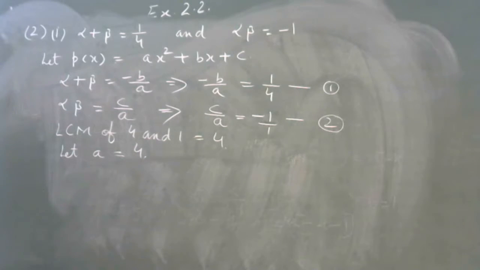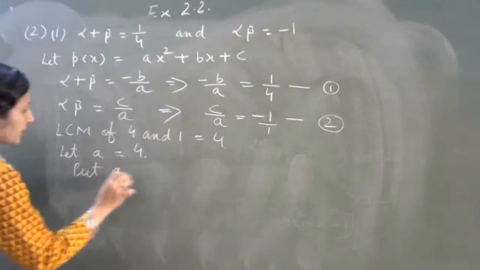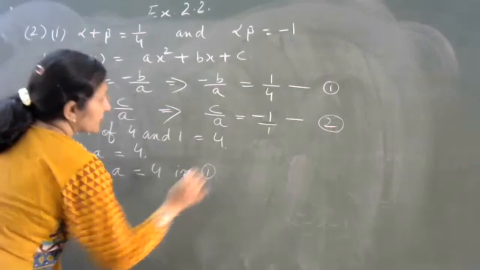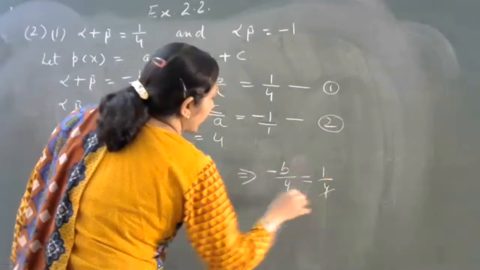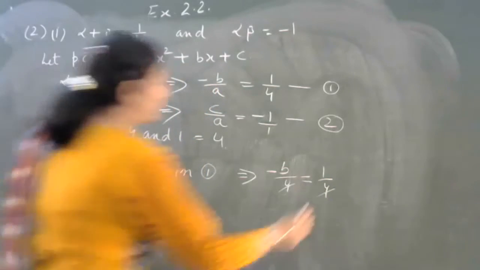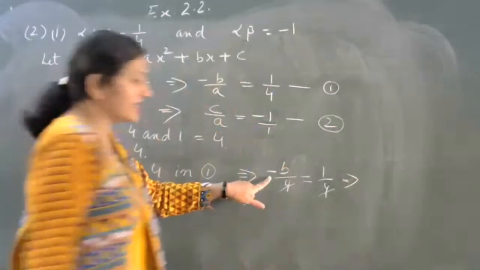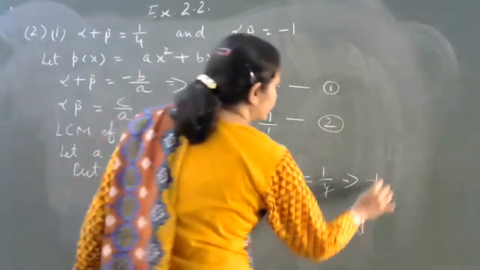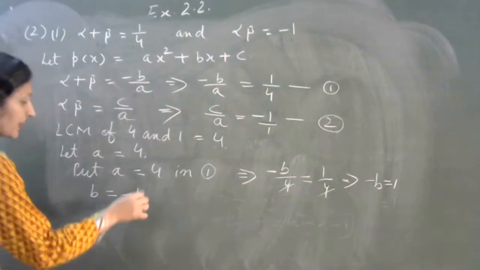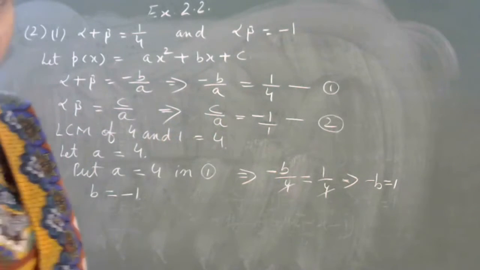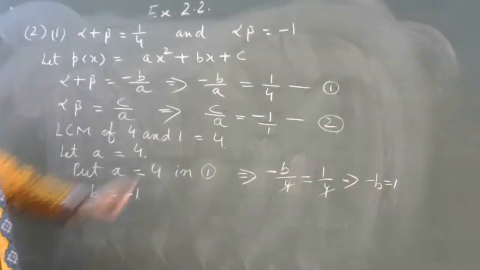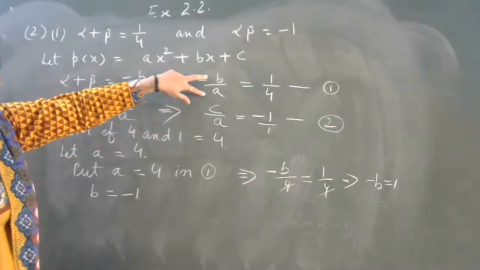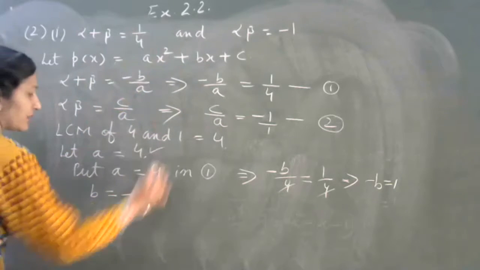Now put this value in equation 1. Put a is equal to 4 in equation 1 implies minus b over 4 is equal to 1 by 4. ये कट हो जाएंगे. You are left with minus b equal to 1, and value of b will be -1. दोनों तरफ हमने -1 से मल्टीप्लाई कर दिया. Now इस इक्वेशन से हमें दो वैल्यूज मिलेगी, a as well as b. हमारे पास a भी हो गया, b भी हो गया.